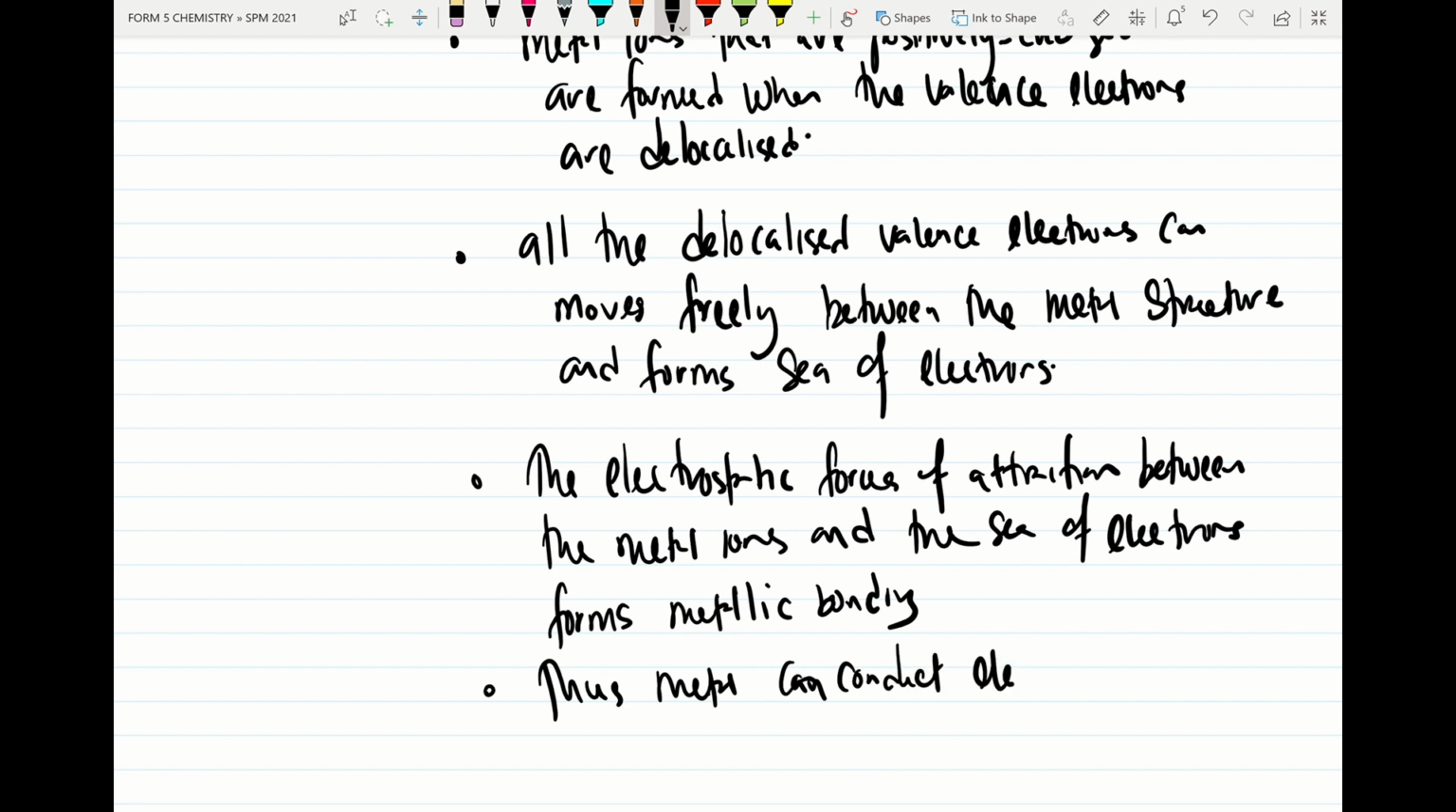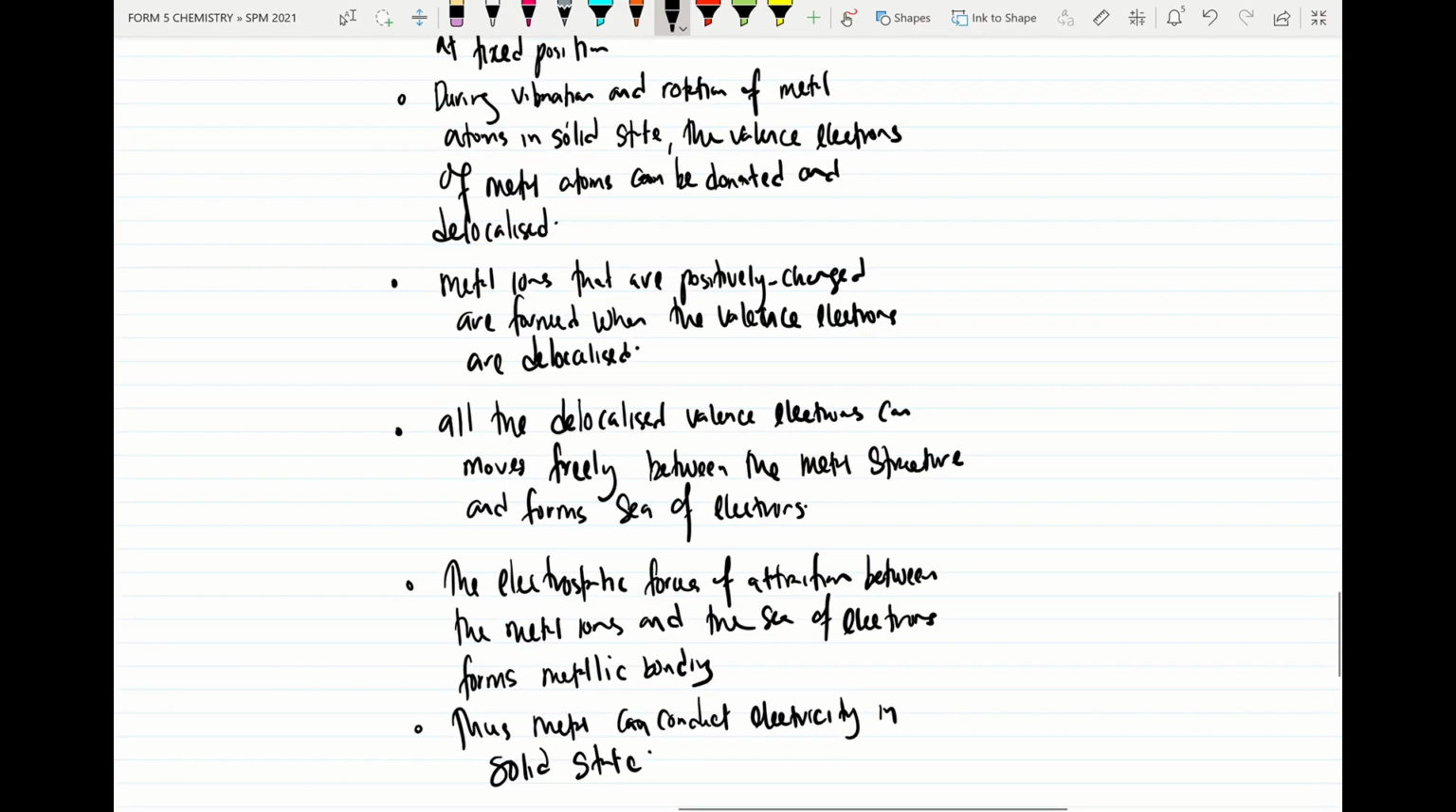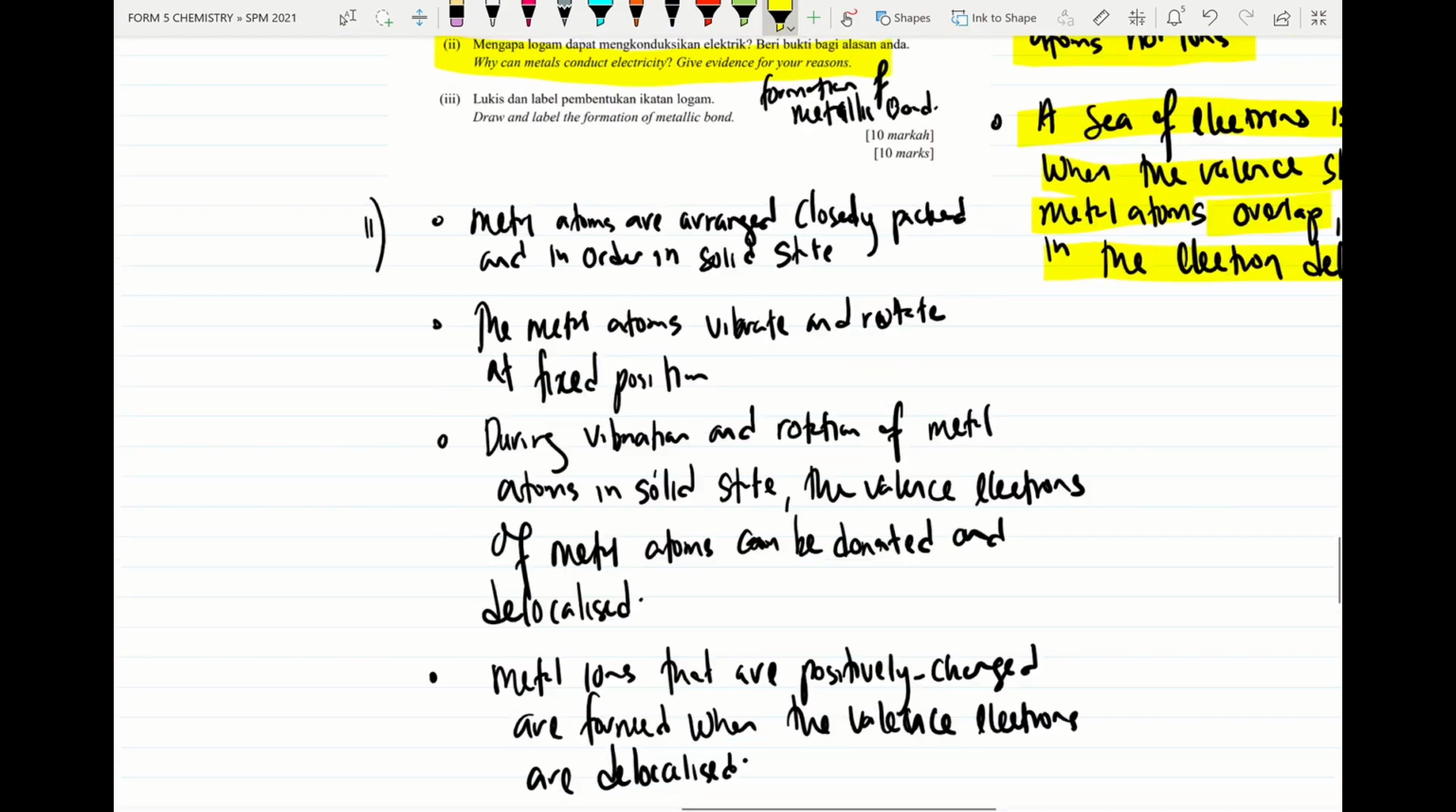All right, next point, thus metal can conduct electricity in solid state. All right, I read all the answers for question number 2.